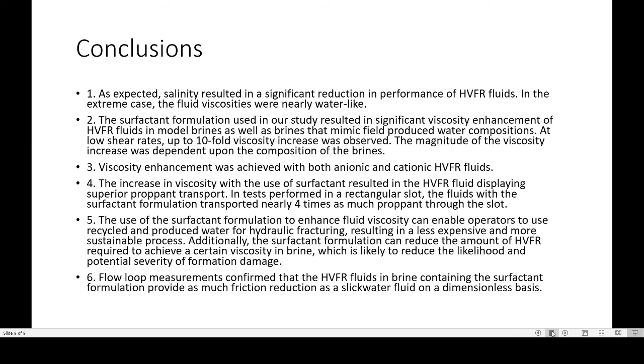Flow loop measurements confirmed that HVFR fluids in brine containing the surfactant formulation provide as much friction reduction as slick water fluid on a dimensionless basis.